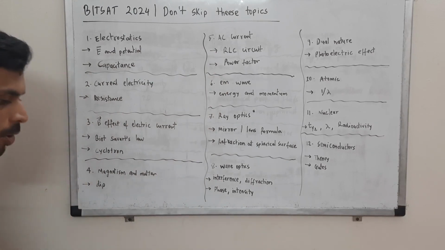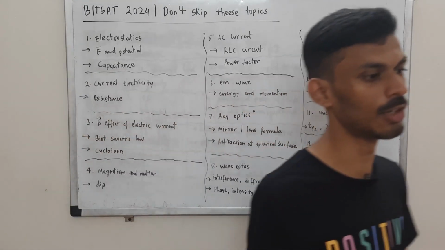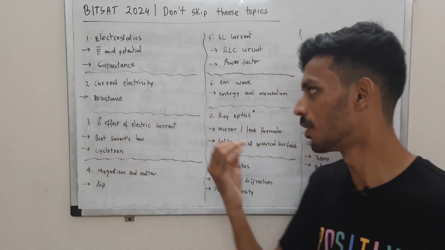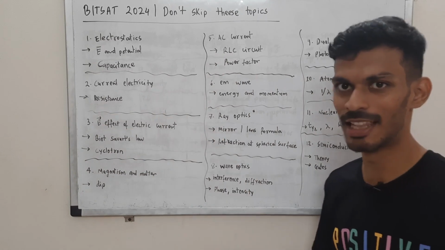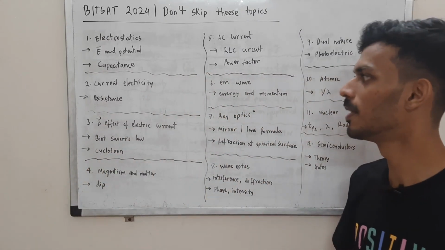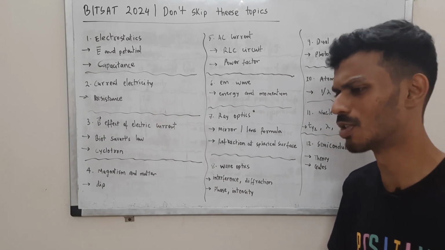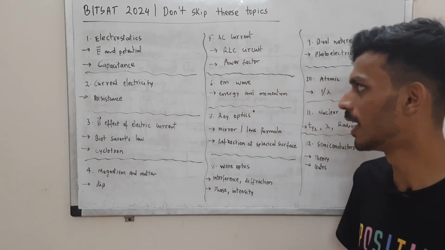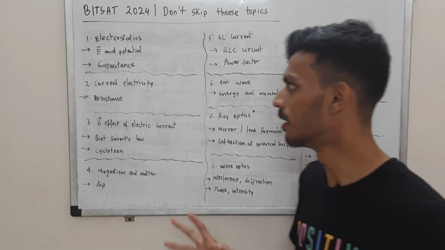Okay, let's come to topic number 2, current electricity. The most important topic from here, last year also a question was asked based on equivalent resistance. Again, combination of resistors, and you have to simplify it and find the equivalent resistance or the net current in the circuit. So that is basically it about current electricity.